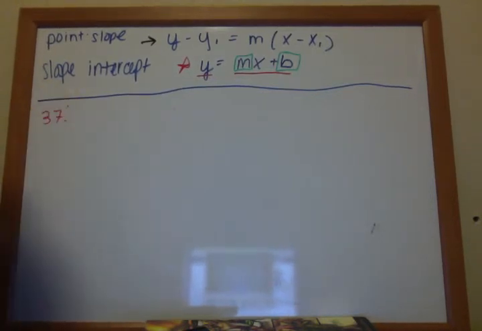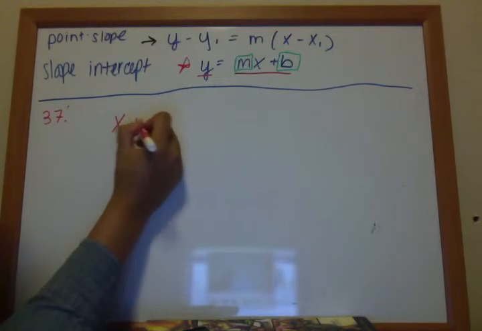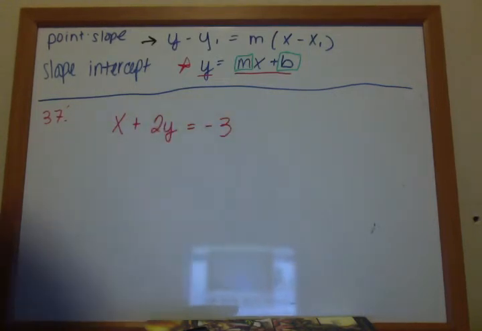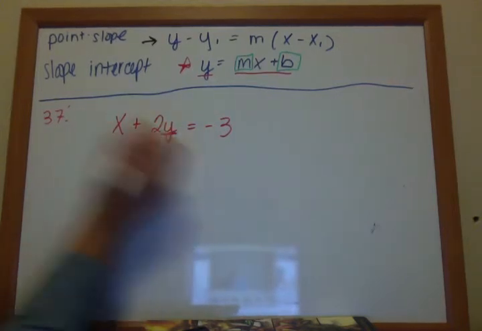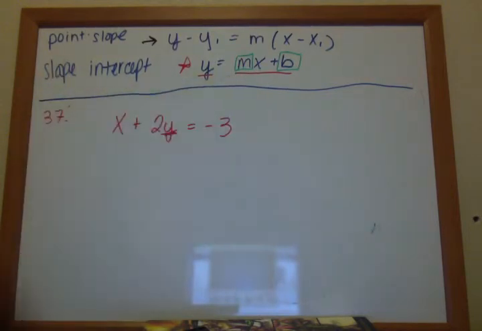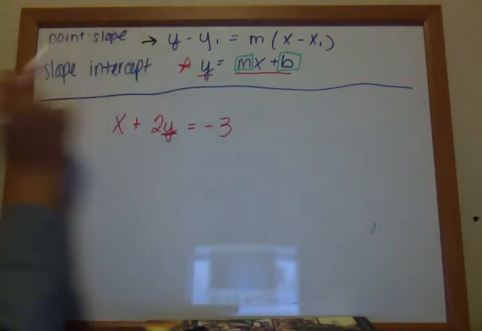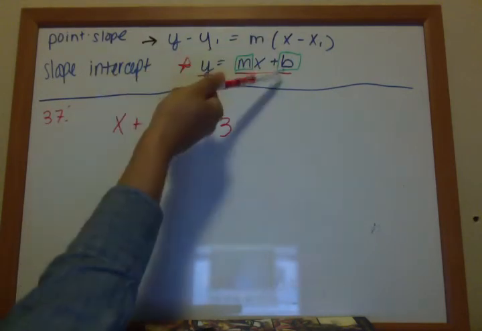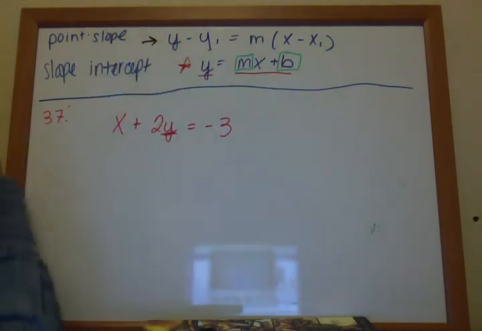Okay, for number 37, you're going to work it the same way. Alright, x plus 2y equals negative 3. So again, the first step is we must get y by itself so we can put it in slope-intercept form. Putting it in slope-intercept form will help us to be able to clearly identify the slope and the y-intercept that it asks for in the directions.